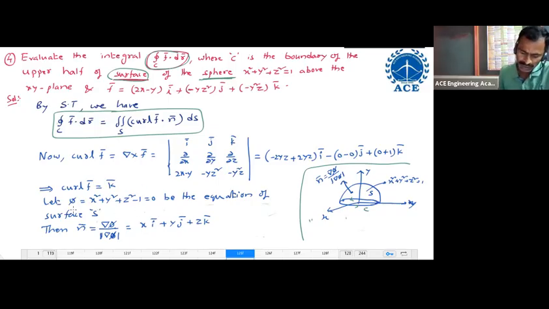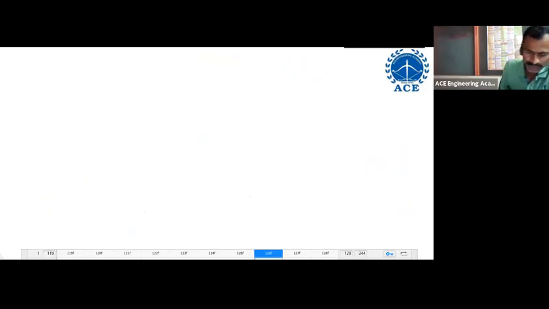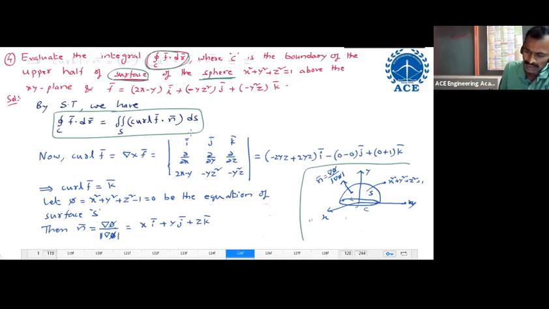Next, we require curl dot n bar. This is curl, this is n bar, dot product. So curl f bar dot n bar equals k bar dot (x i bar plus y j bar plus z k bar), which is just z. Still it is not 0. Suppose if it is 0, we can stop here, but it is not 0.